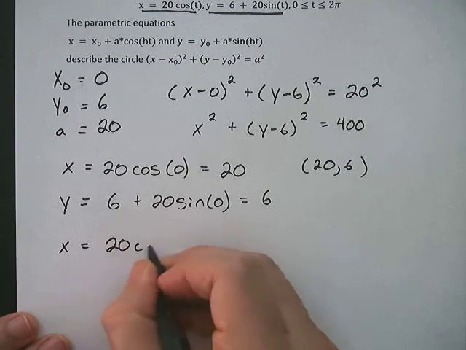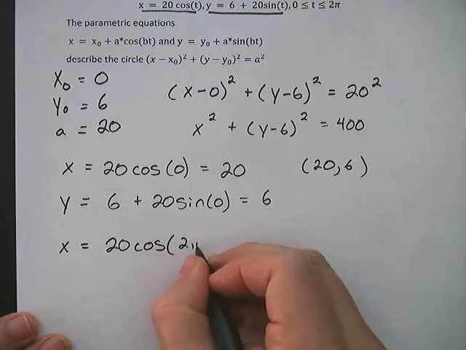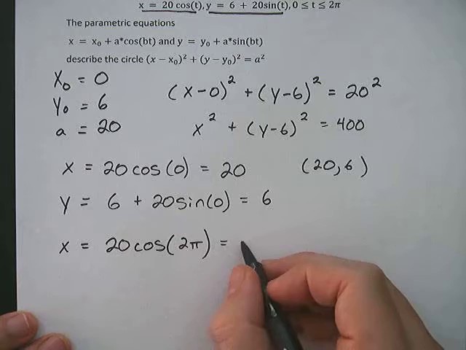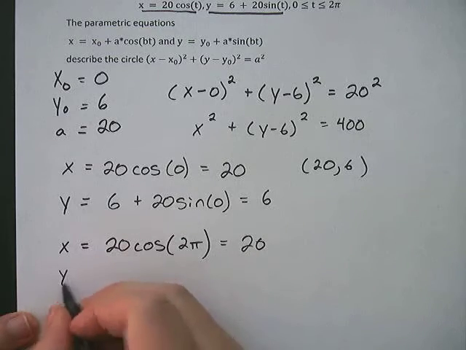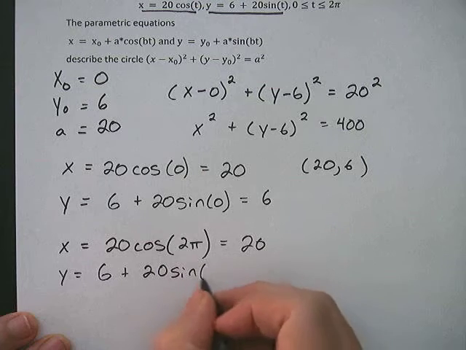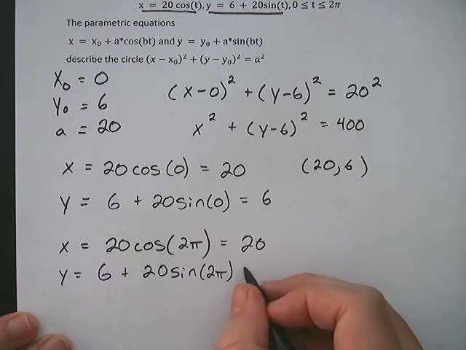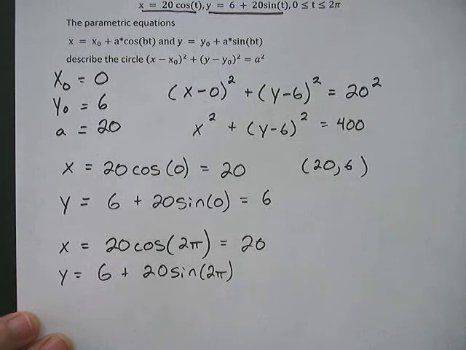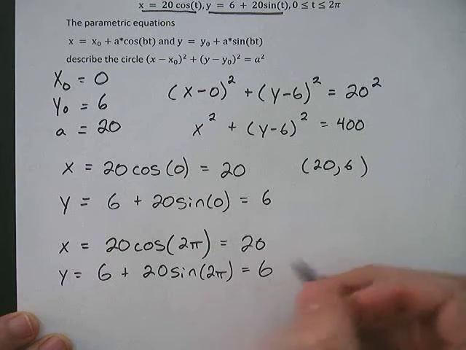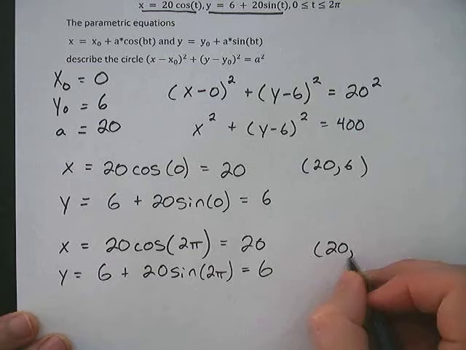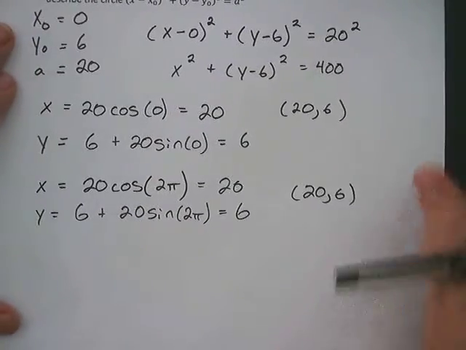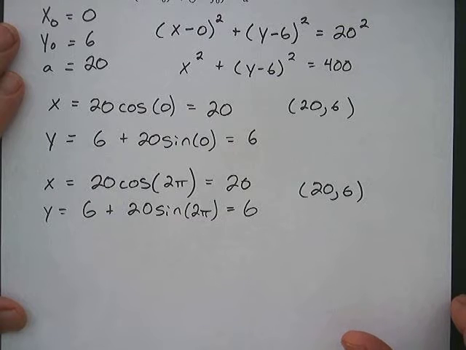So 20 cosine of 2 pi. And if you know your trig, you know this is going to give us the same value. That's also 20. And then y is equal to 6 plus 20 sine of 2 pi will also give us the same value of 0 on the sine part, so 6. So it's going to start and end at the point 20 comma 6.